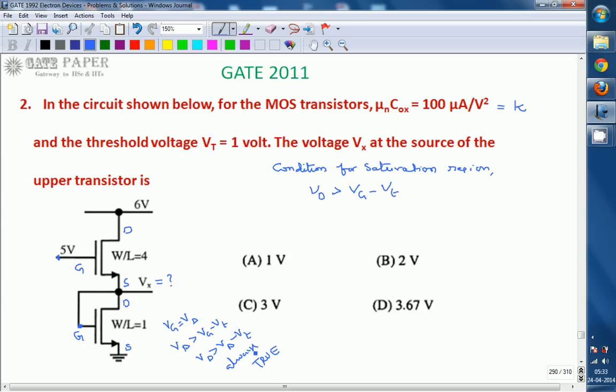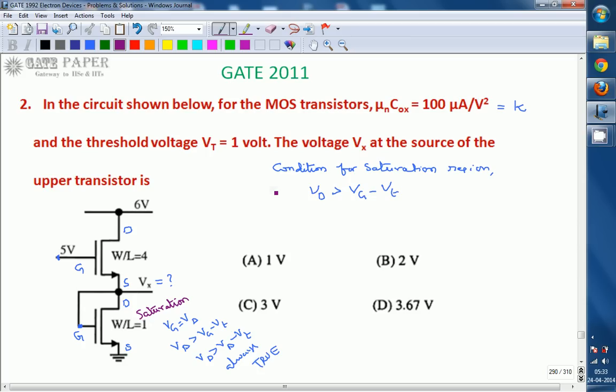So whenever drain and gate are shorted for any MOSFET, that transistor will definitely be in saturation region. So we can say the lower transistor is in saturation region, because its gate and drain are shorted and the condition for saturation always satisfies. Any MOSFET whose gate and drain are shorted will definitely be in saturation. Remember that. Next, what about the upper transistor?